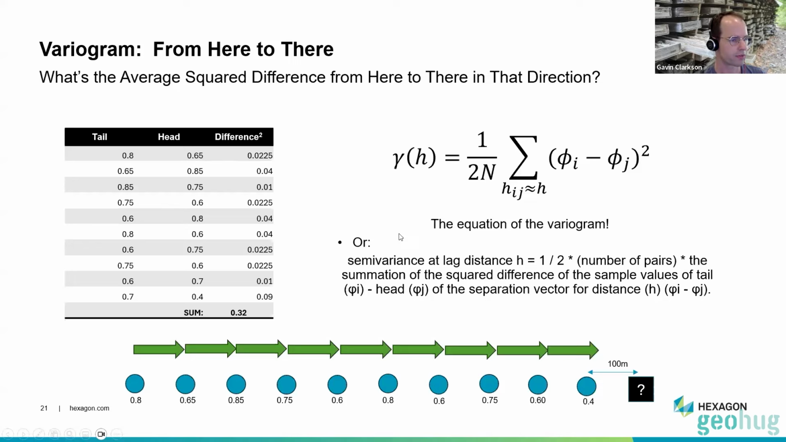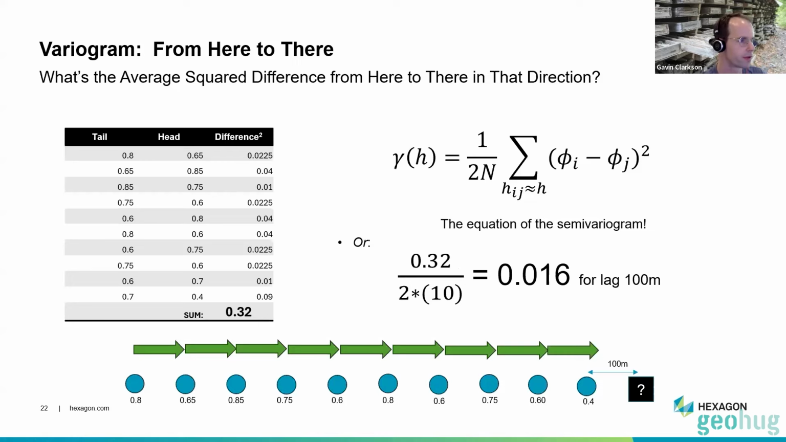So this is written out in the equation, but most simply, it's just this. The square difference of the tails and the head, summed to get that 0.32, divided by the number of pairs, n, which is 10, and then doubled because the number of pairs is now the number of discrete data points. That's why this number 2 is why it's called the semi-variogram, because I want to actually know what the average difference is for each individual point, not the pairs.